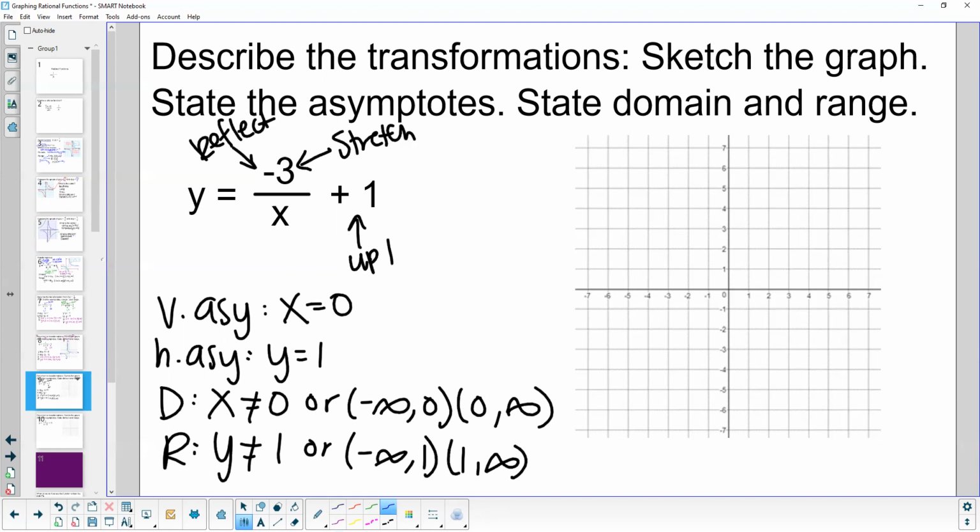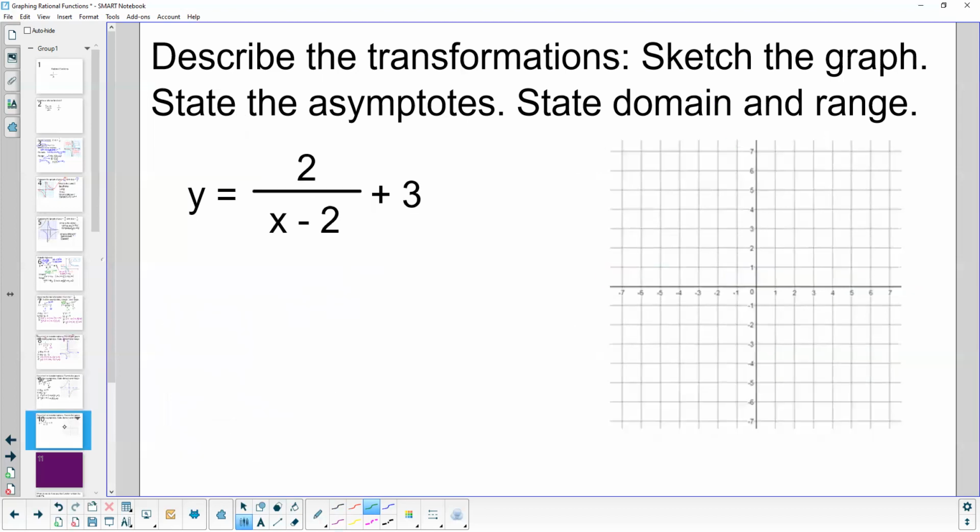So let's actually sketch our graph now. So we have our vertical asymptote here at 0. We've got our horizontal one here at 1. We know it gets stretched, so it's going to be kind of a gentle curve, and it gets reflected. So we're going to see something that looks like this. Beautiful. Okay, one last time before we move on.